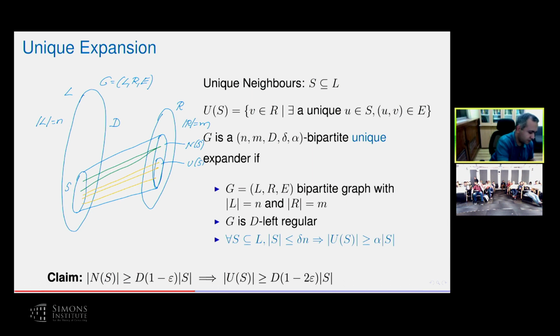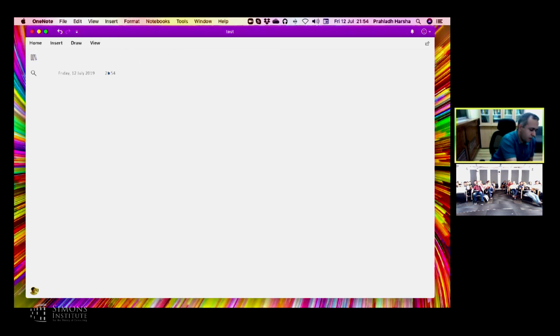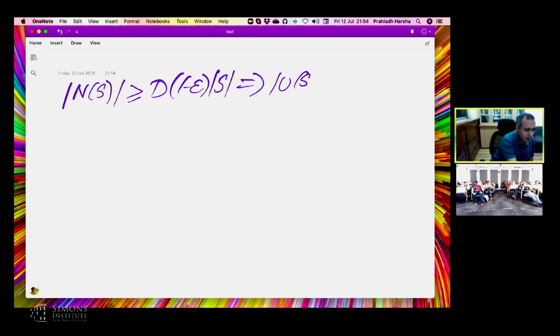Is this clear for everybody, or should I quickly illustrate it? What we want to show is that if |N(S)| is larger than or equal to D times (1 minus epsilon) times |S|, then this implies |U(S)| is larger than D times (1 minus 2 epsilon) times |S|.